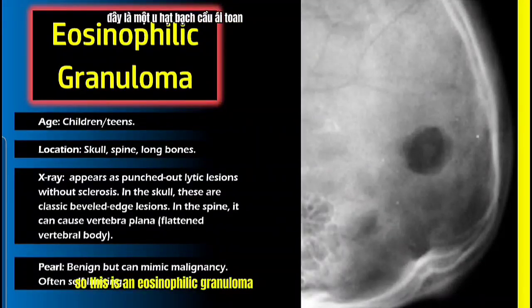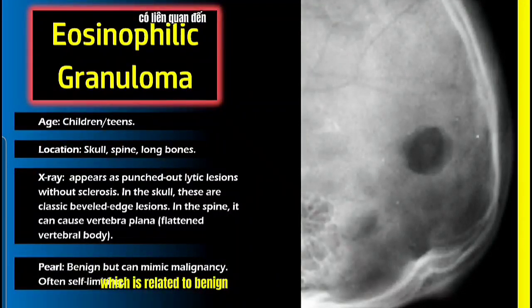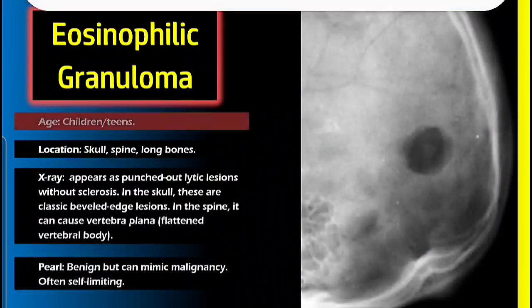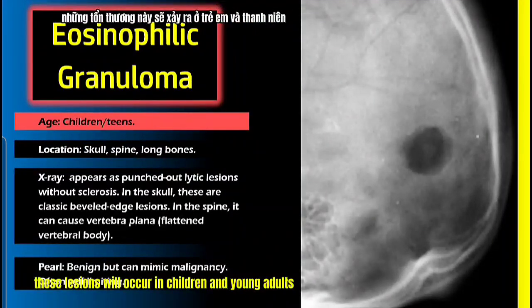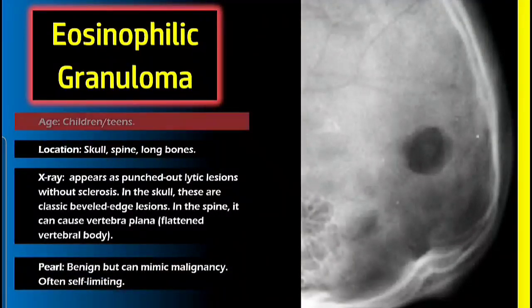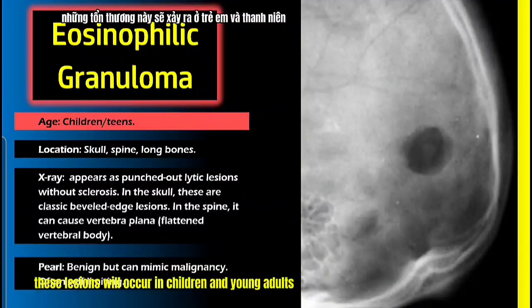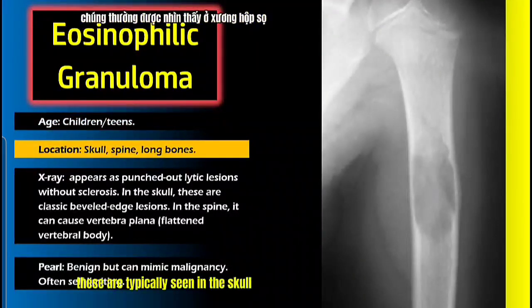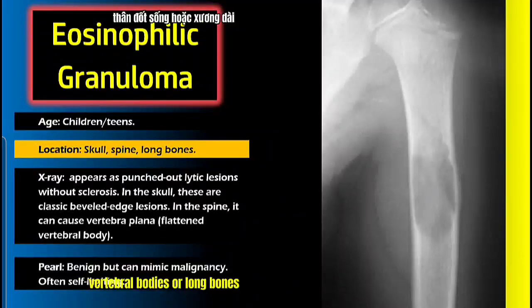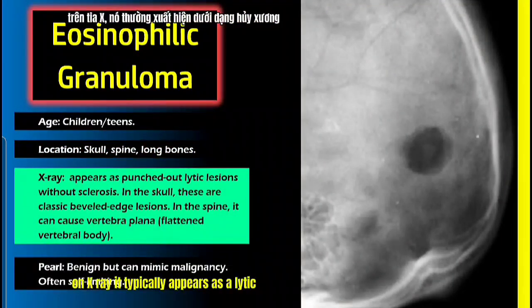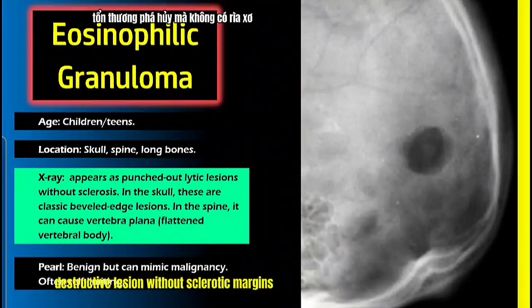So this is an eosinophilic granuloma, which is related to benign Langerhans cell histiocytosis. These lesions will occur in children and young adults. These are typically seen in the skull, vertebral bodies, or long bones. On X-ray, it typically appears as a lytic destructive lesion without sclerotic margins.